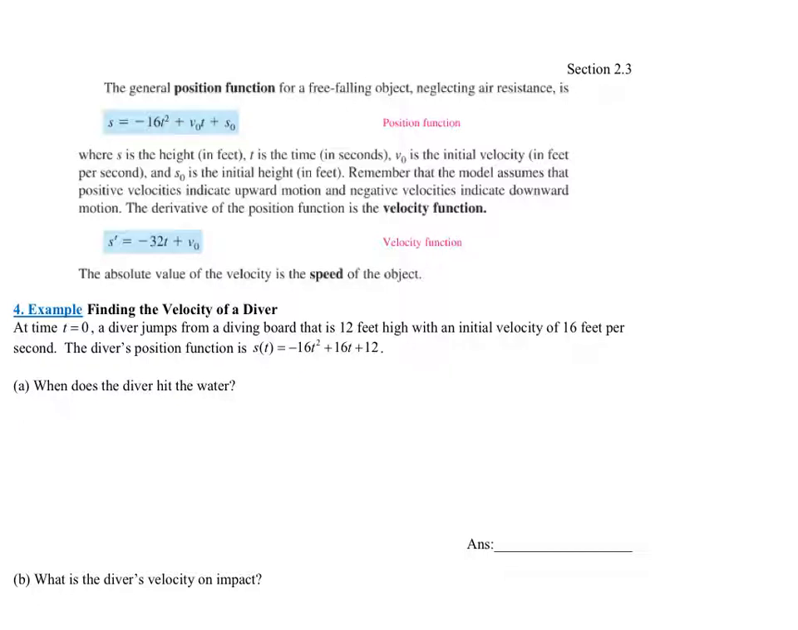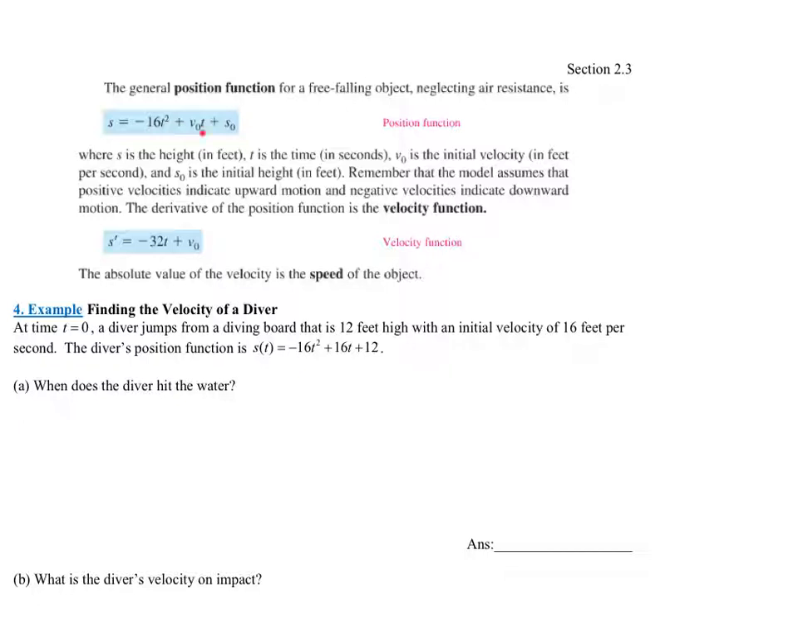Again, this is assuming that you're dropping an object straight downward and that there is no wind resistance. So we're not throwing a ball up in the air diagonally or something like this. This is a straight up and down motion with no wind resistance. And if we have that, then the position function will always be given to us as negative 16t squared plus v0t plus s0.